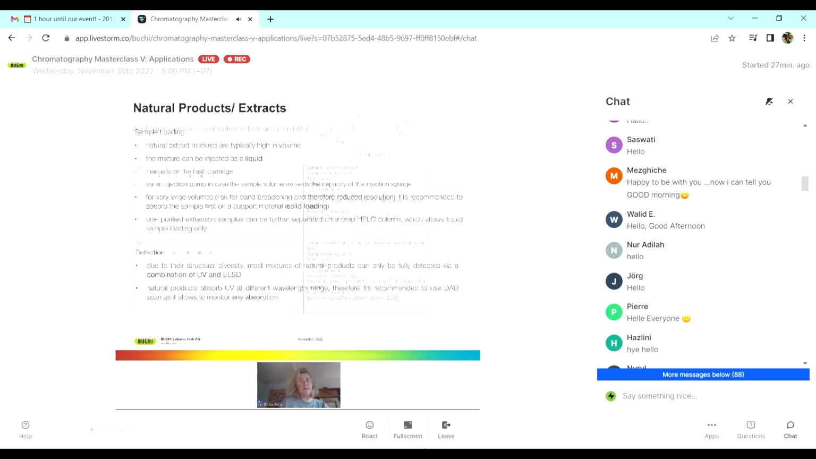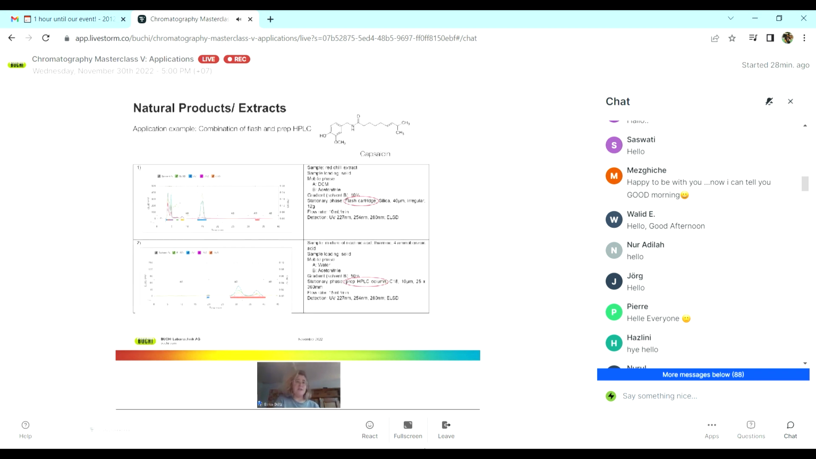We have a look at some application examples. Here is the combination of flash and prep HPLC. My colleague worked with a red chili extract, and he wanted to isolate capsaicin, which you see here on the top, the structure. He used the flash cartridge first, a silica cartridge, and you see many different peaks because this is coming from an extract full of different compounds. In the fractions between 9 and 11, at a time of 15 minutes, this is the fraction he collected because he saw from the DAD that this is the capsaicin.